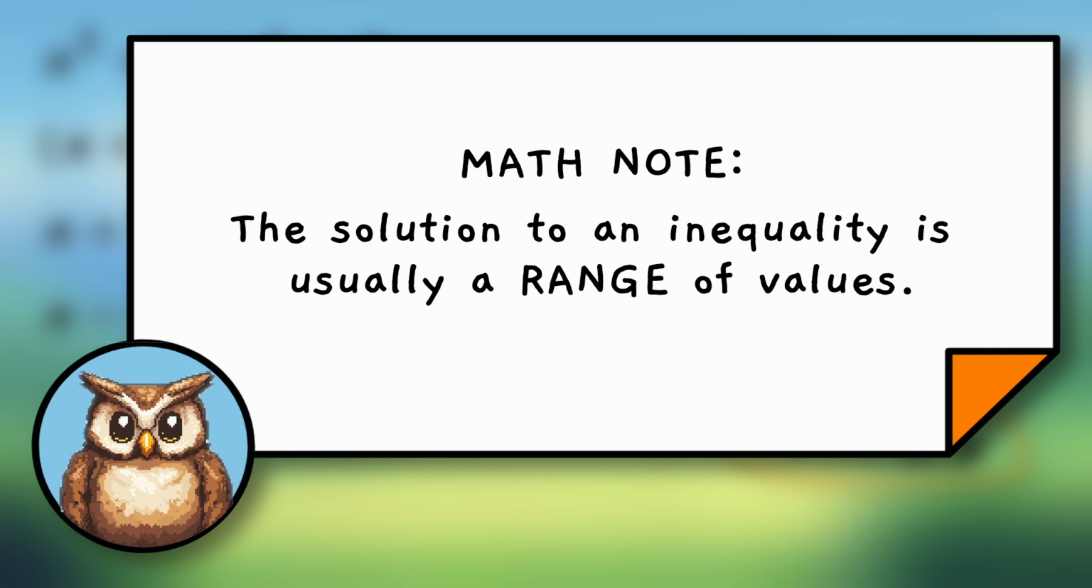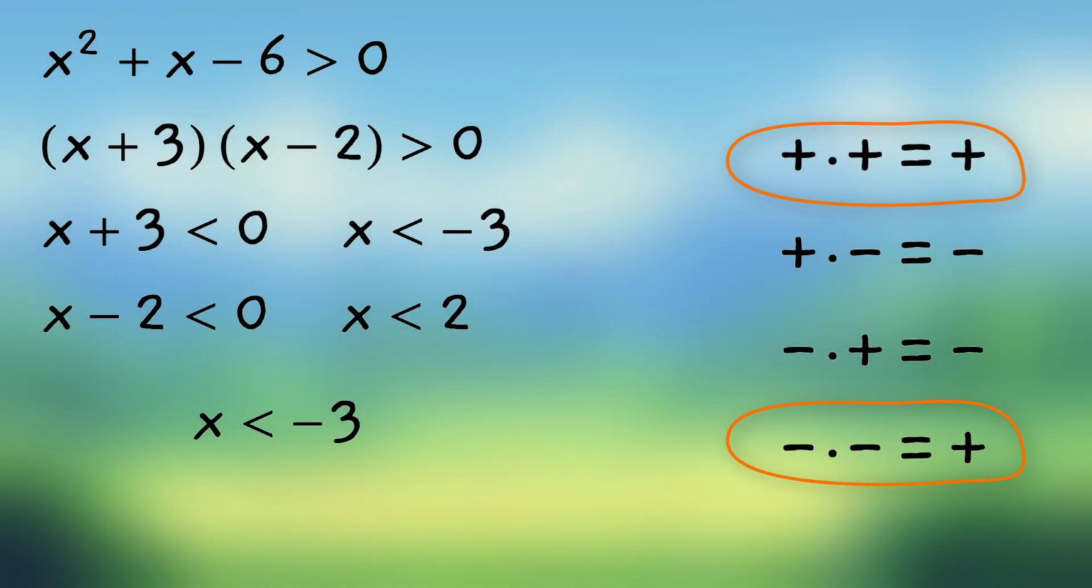For inequalities, the answers are rarely just single numbers. They're usually whole ranges of numbers, and that's what we found. Whenever a number is bigger than 2, both factors are positive, their product is positive. Whenever x is less than -3, both factors are negative, so their product will still be positive. So this is the solution to this inequality.